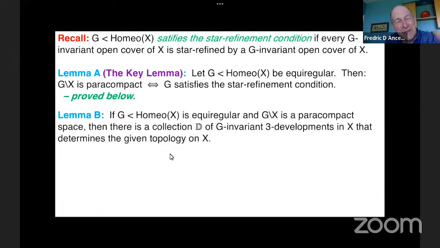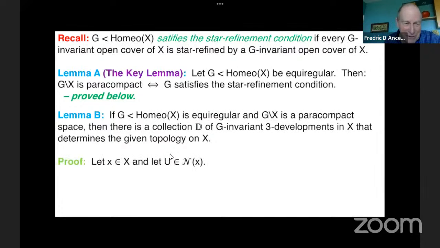This key lemma lets you accomplish everything I wanted to. For example, this lemma B says that if I have an equiregular group and the orbit space is paracompact, then I can construct a collection of G invariant developments that determine the given topology. And it's fairly what I want to do, but I think I wrote down the proof.